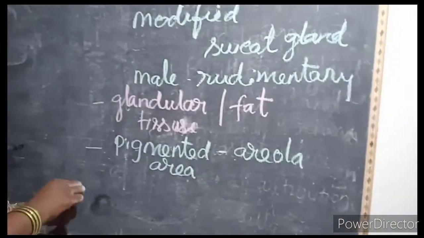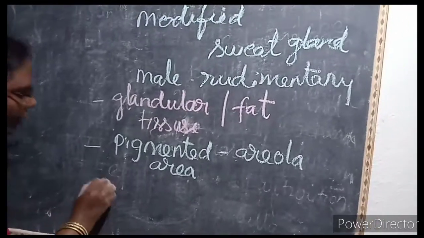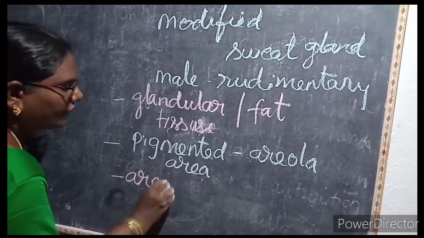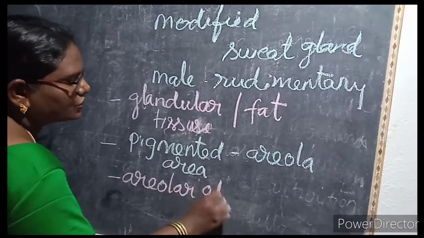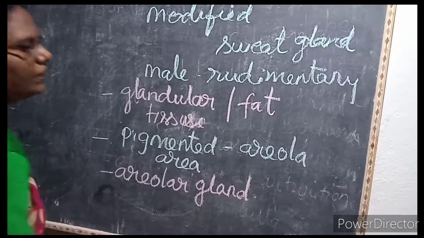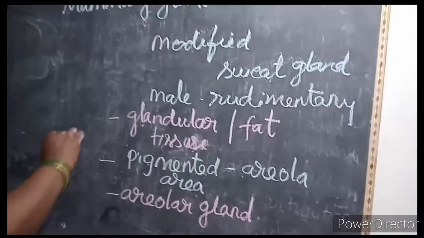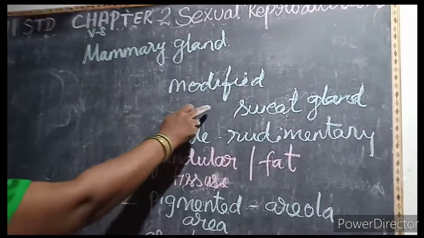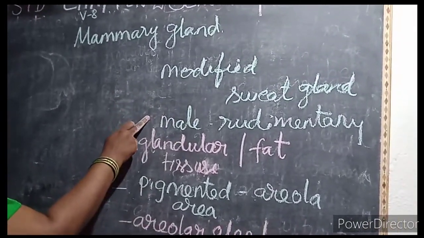Several sebaceous glands together form an areolar gland. So what is the first one? It is a modified sweat gland. In the male, it is functionless.